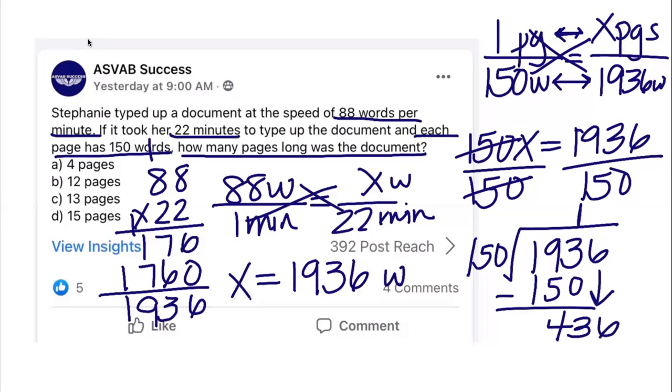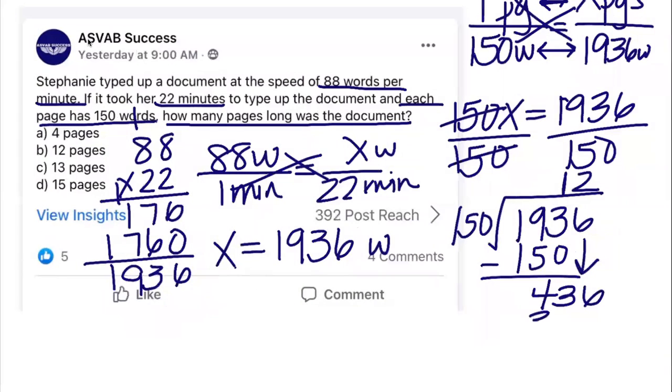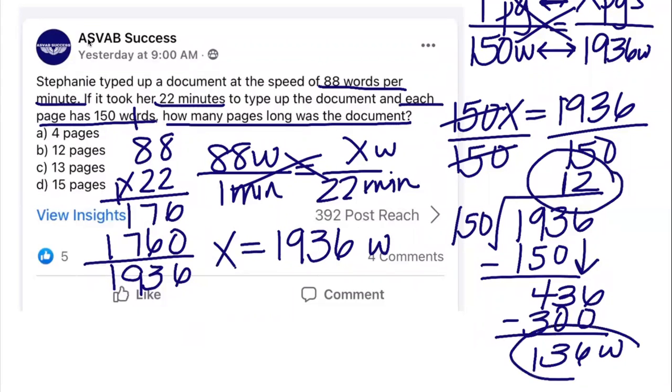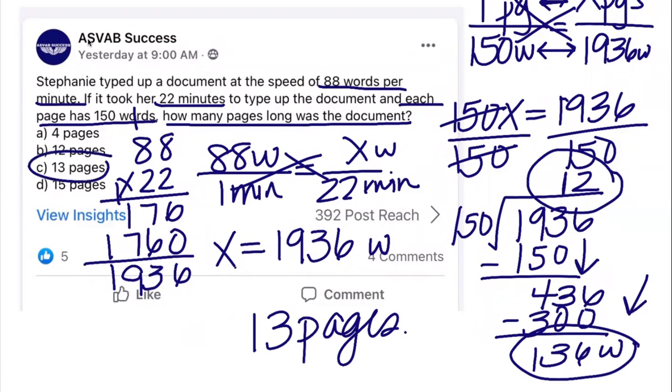Okay, I know that 3 times 15 gives me 45. So 150 times 3 would give me 450. That's too big, so I'm just going to go for 2. So 150 times 2 is 300. And I have 136 left over. Now that means that this document takes up 12 pages plus 136 words. Because this is a physical example, we need to round that up to 13 pages, because 12 pages isn't enough. We still have words left over. So our answer for this one is C.